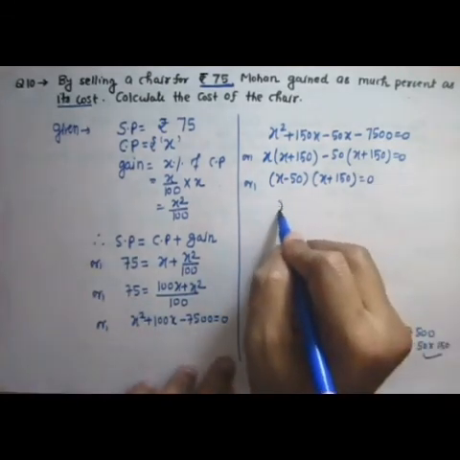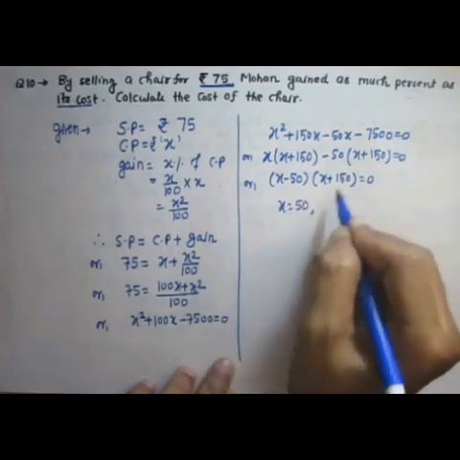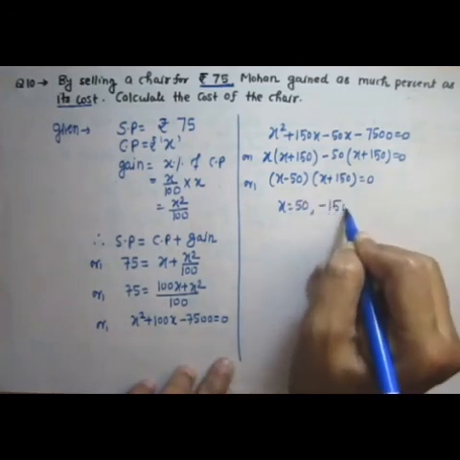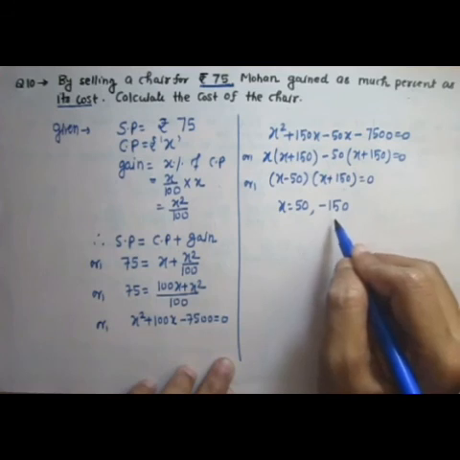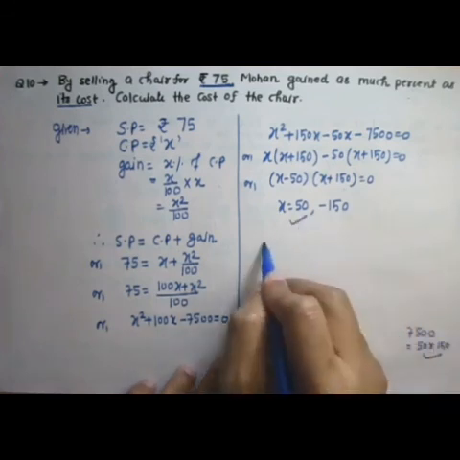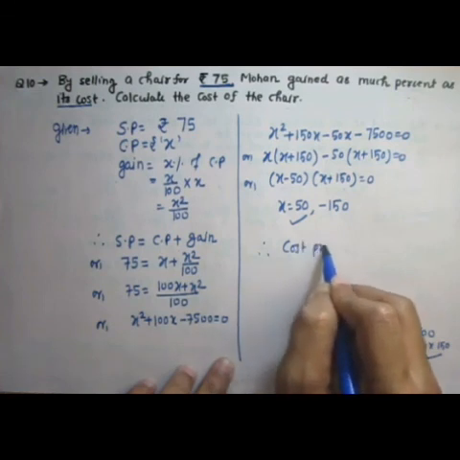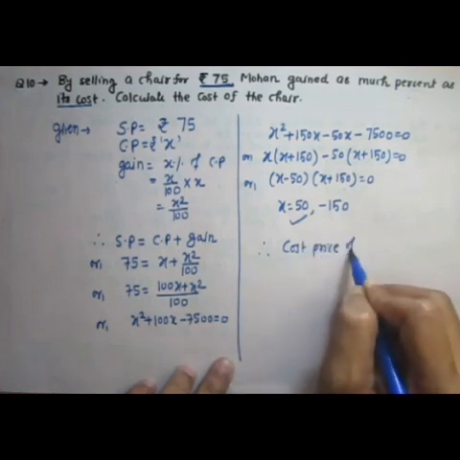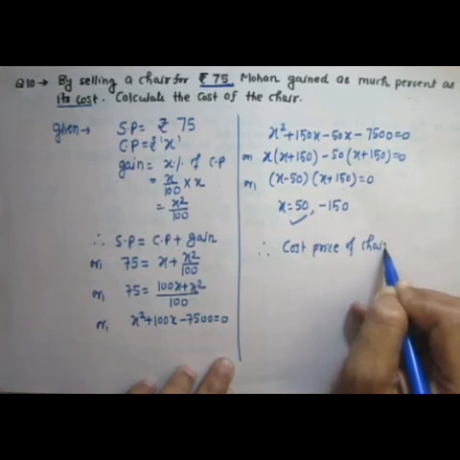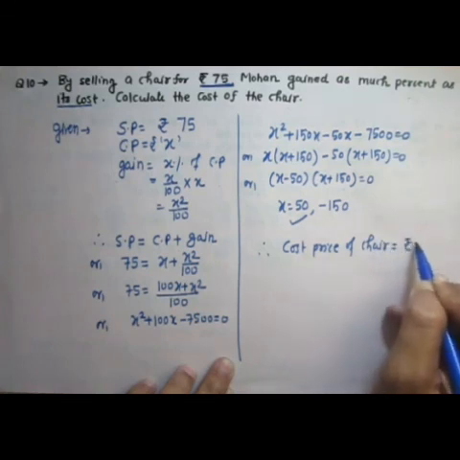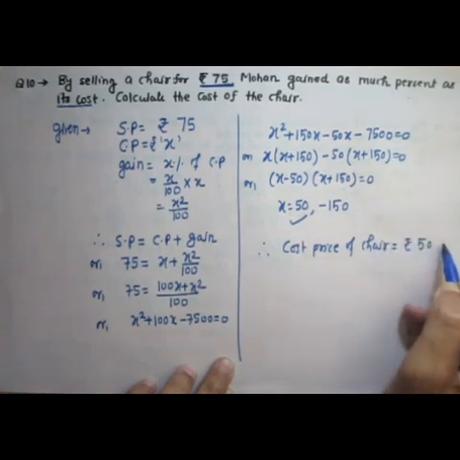Now from here you will get x is equal to 50, and from here you will get x is equal to minus 150. x is cost price, so it cannot be negative, so this value is acceptable. So the cost price of the chair is rupees 50. This is the answer.